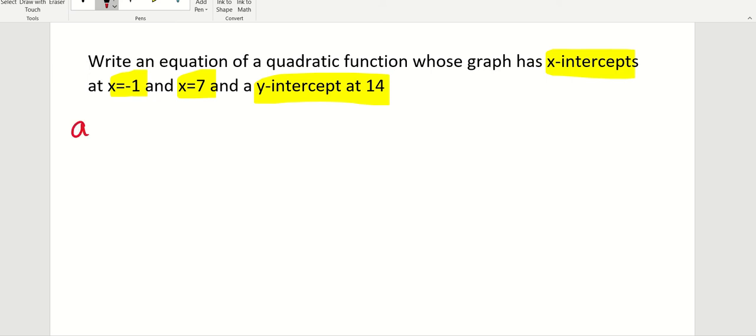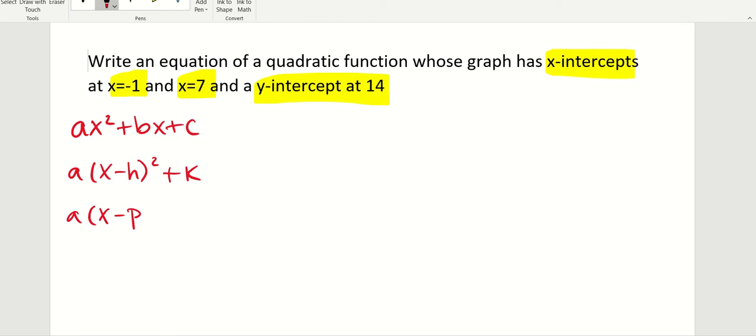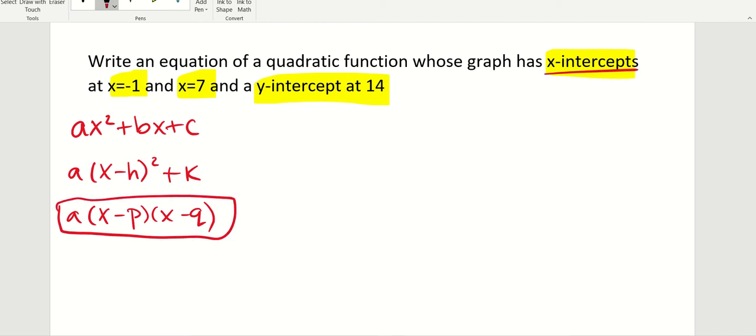You have the standard form, which is ax squared plus bx plus c. You have the vertex form, which is a(x minus h) squared plus k. And then you have the intercept form, which is also known as factor form, a(x minus p)(x minus q). So because you're given the x-intercepts, you might want to use the intercept form because that will be the easiest form to start with in order to create an equation.